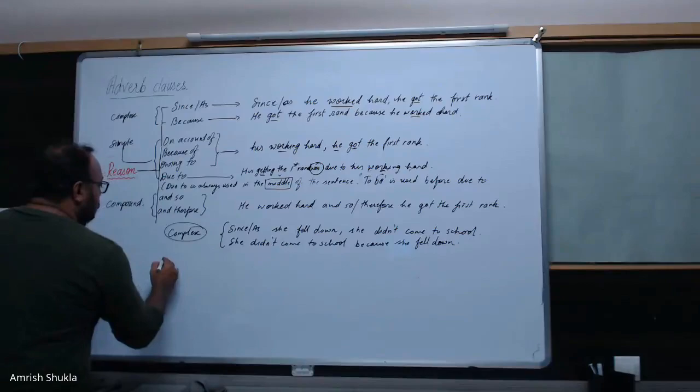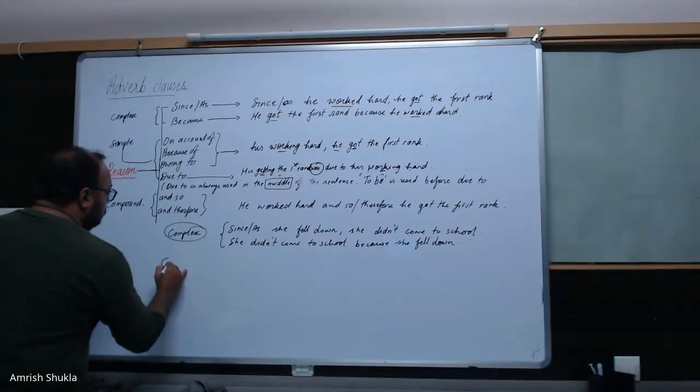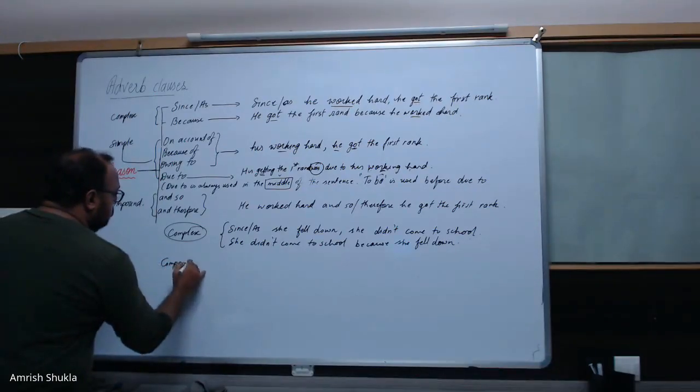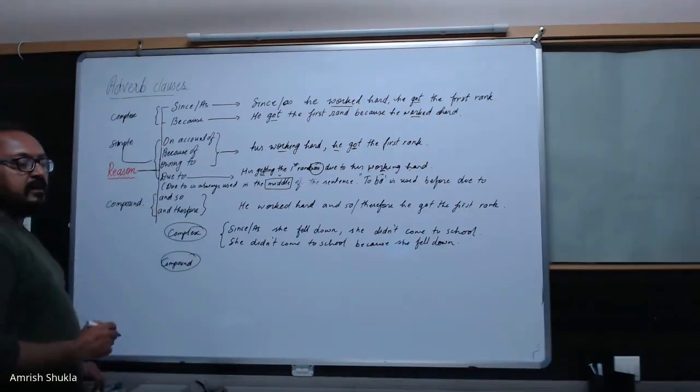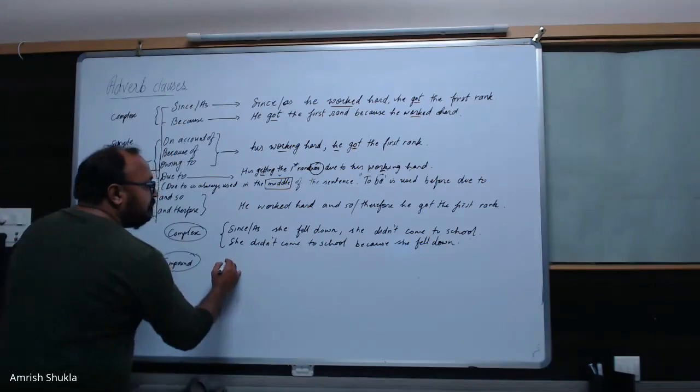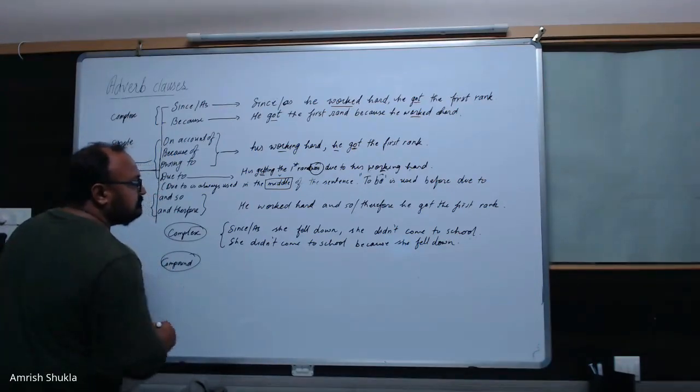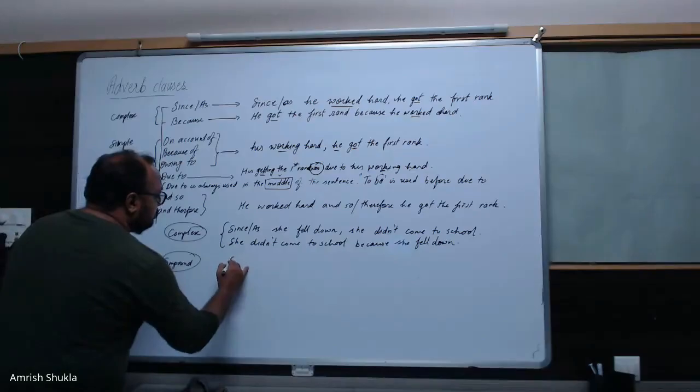Now let us make compound sentences. What is the compound sentence? Use and, so, or therefore. What will be the answer? She fell down and so she didn't come to school.